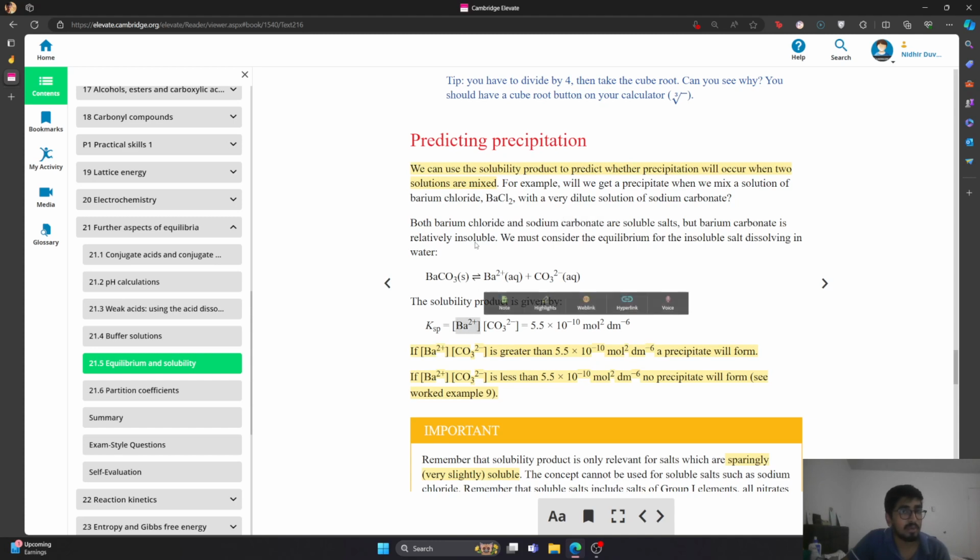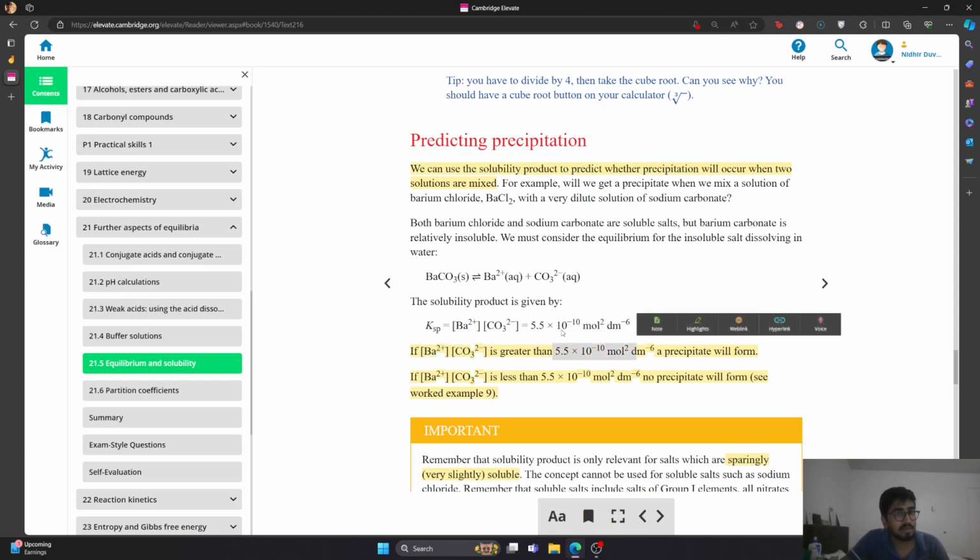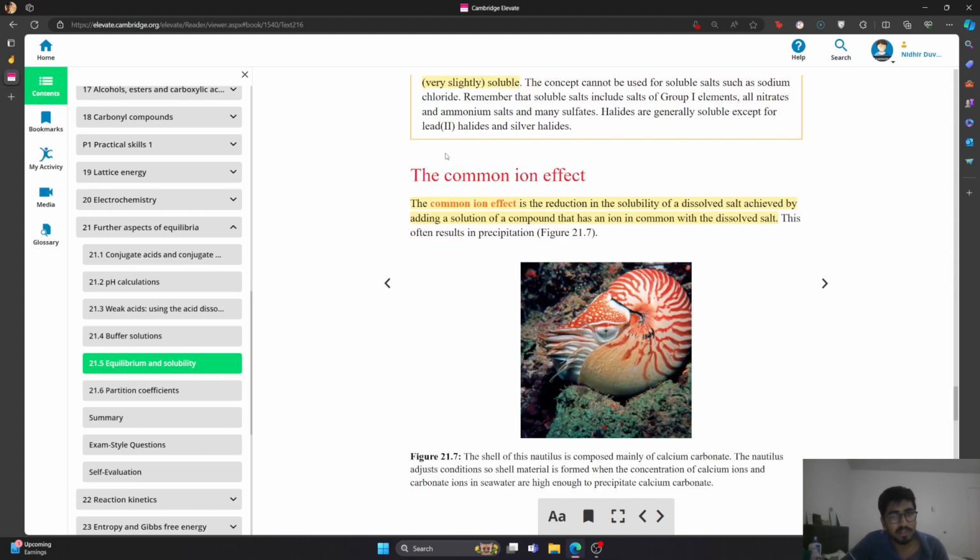So the idea is barium concentration comes from barium chloride, CO3 concentration comes from sodium carbonate, and if the product of these is higher than the KSP, then a precipitate will form, otherwise it will not form. So you can predict if there will be a precipitate or not. These are useful things.